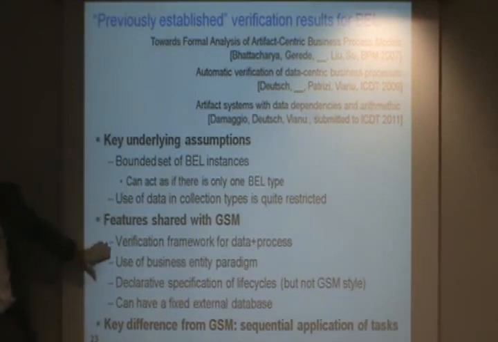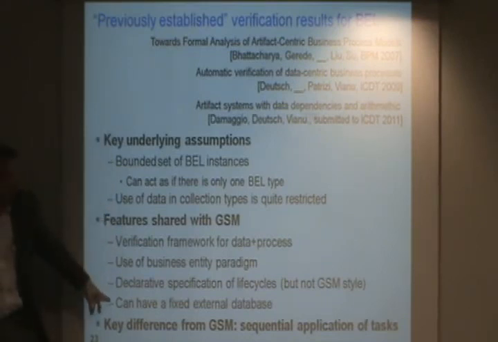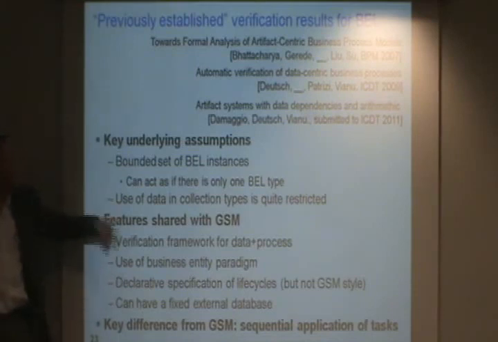Now, what are the features shared between the previous work and this work? We are using a very data plus process perspective in both cases. We're using the business entity paradigm. We've got a declarative specification of the life cycles, even in the previous work. And in the previous work, you can have a fixed external database, so we can have that for free. Now, what's the key difference?